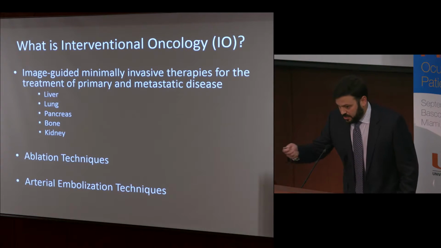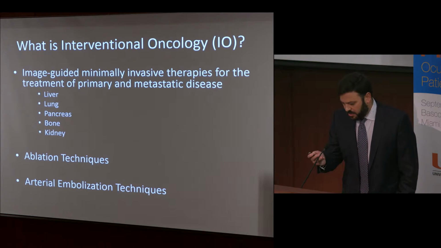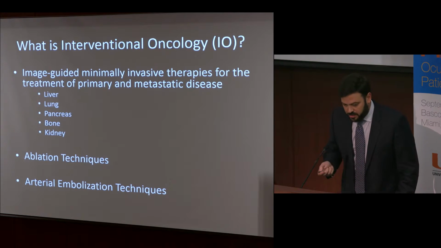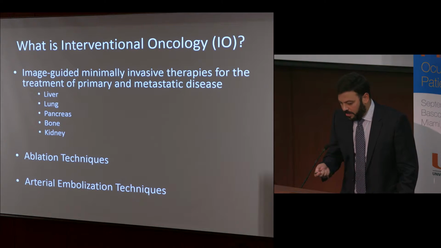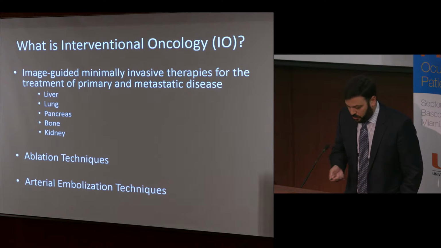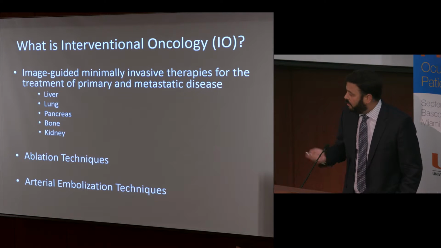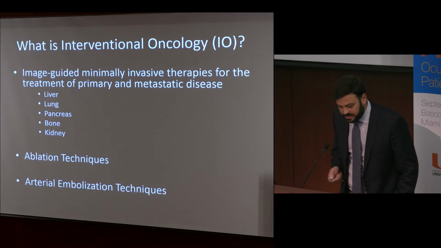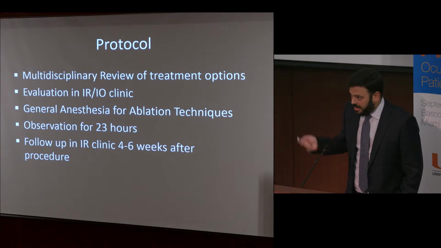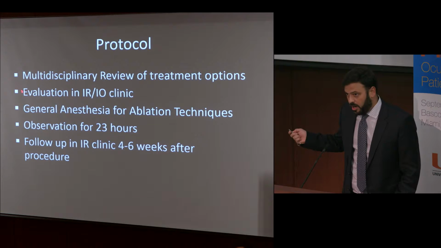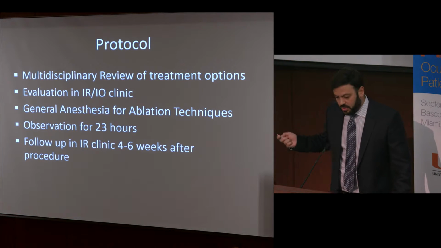Now, what is interventional oncology? Interventional oncology is a branch of interventional radiology. Some of us who are interested in the therapy of cancer patients do image-guided minimally invasive therapies to treat primary and metastatic disease of multiple organs, including the liver. And among those therapies, we have ablation techniques and embolization techniques. Usually, the decision to go ahead with these treatments is made in a multidisciplinary approach where we are, as interventional oncologists, part of the team, together with the radiation, medical, and surgical oncologists.